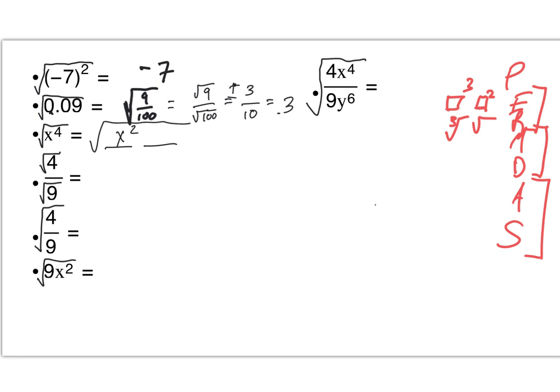X squared times x squared would give me x to the fourth. So I could rewrite this as the square root of x squared squared, because that's what times itself means. And then I see, square root of something squared, like we did up here. It will be x squared.